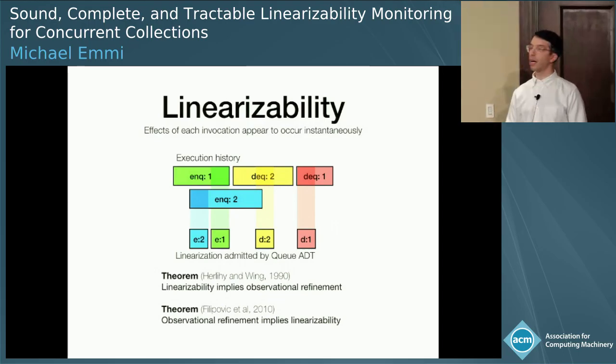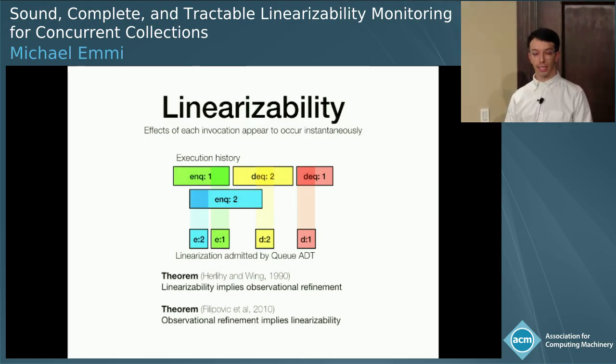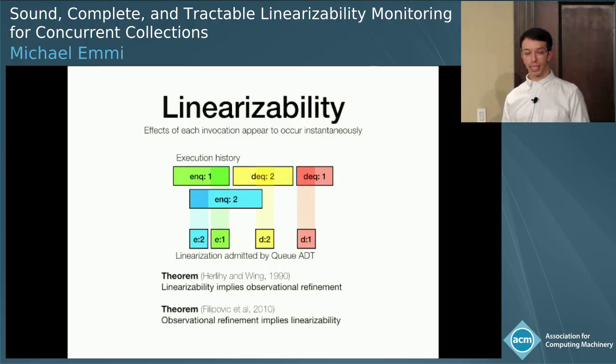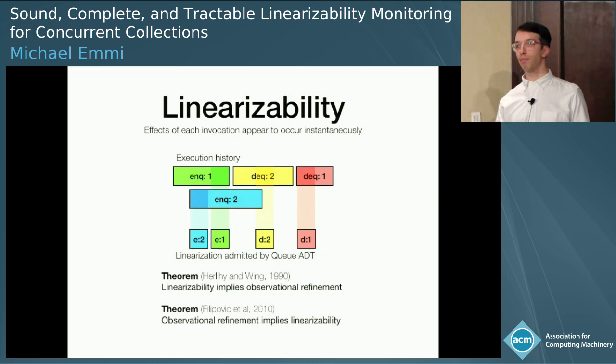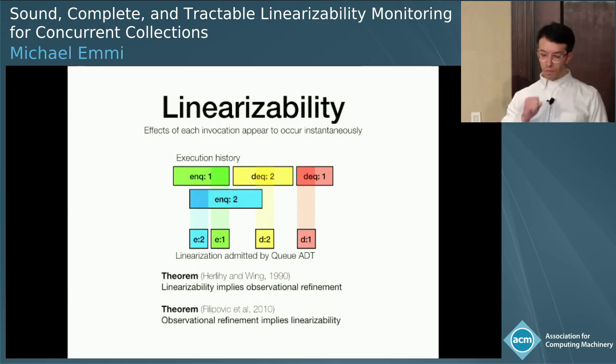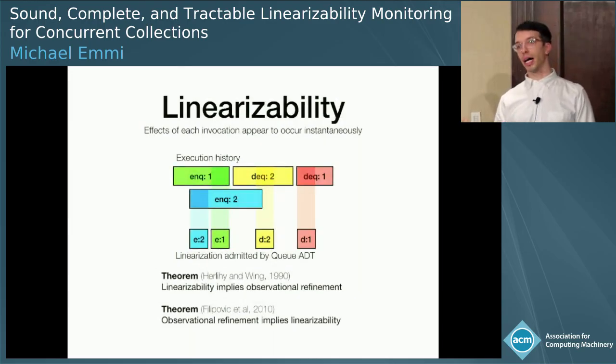So again, just looking at how we'd explain this particular execution of the queue, we have to choose a linearization point per operation, and the ordering of those linearization points will admit what's called a linearization, and now we have to decide, is this linearization admitted or not by the QADT? And the question of linearizability is then, does there exist a linearization of all possible linearizations such that the QADT admits it? So this criteria was known to imply observational refinement for some time. More recently, it's been shown that it's actually complete, so observational refinement actually implies linearizability as well.